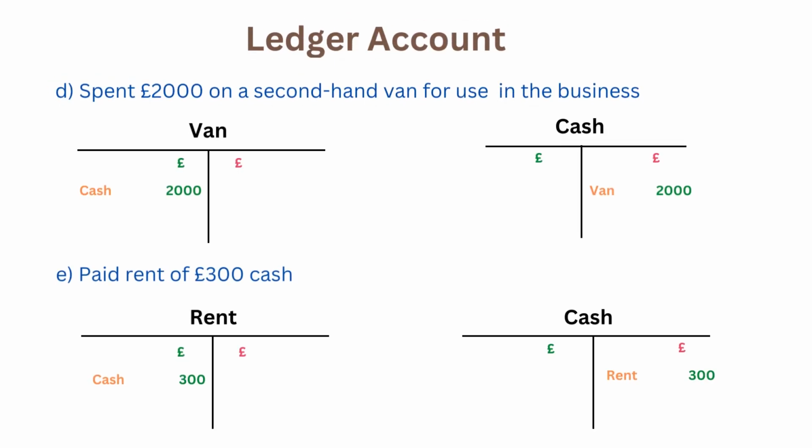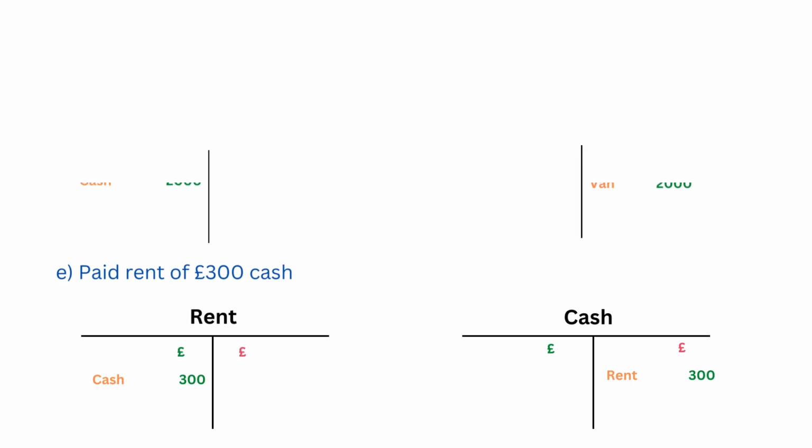Line D, we have a purchase of van. Van is a non-current asset of the business to be used for the long term in the business. So a debit entry of £2,000 in the van account is required. On the other hand, the business has paid £2,000 out of the cash account. The asset decreases and a credit entry in the cash account is required.